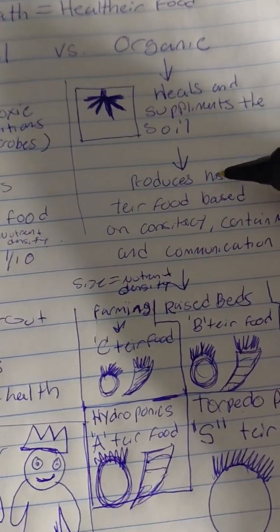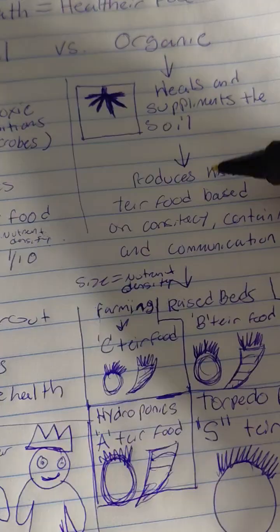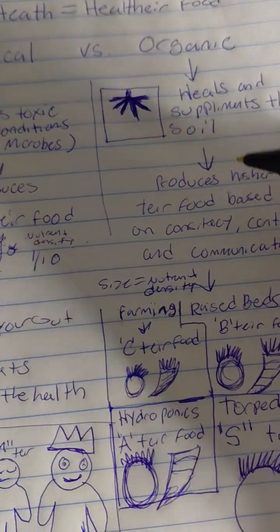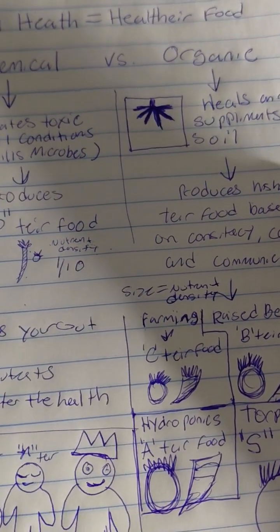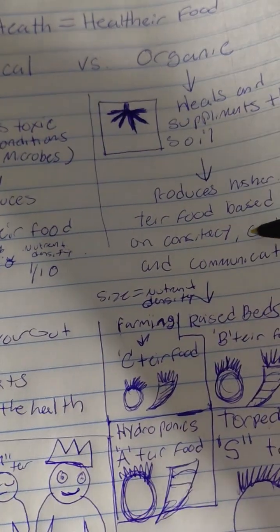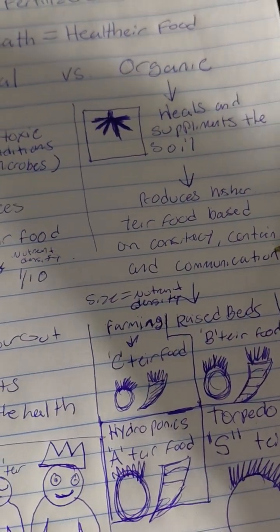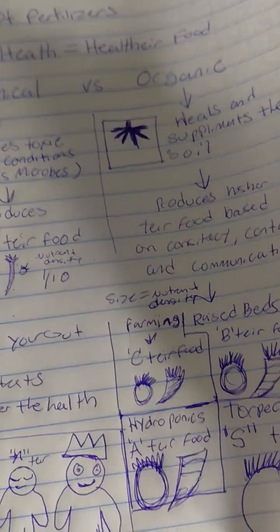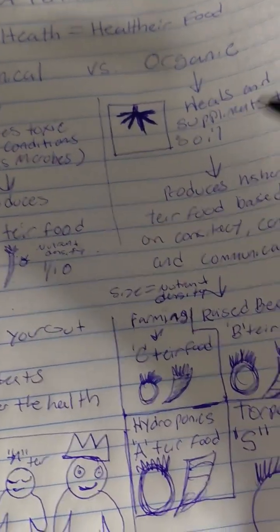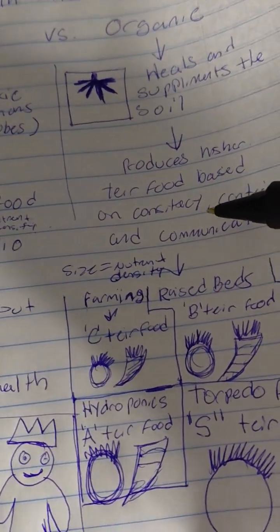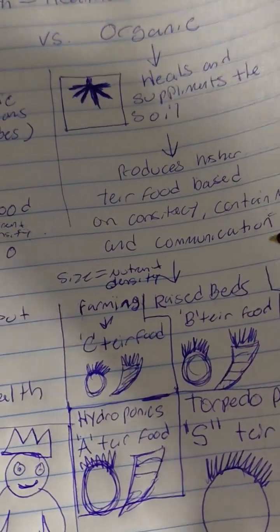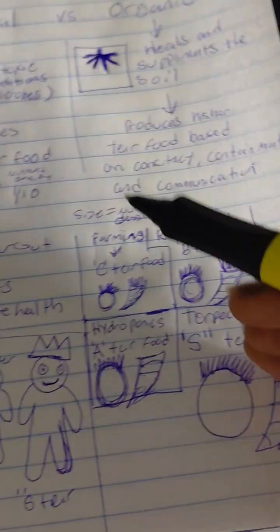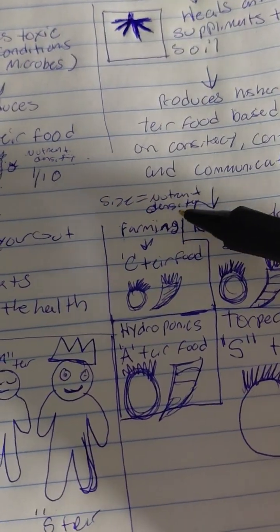So organic produces higher tier food because of the soil health, but also the tier of the food is based off of consistency, containment, and communication. So what I like to call the three C's. So in the well-known growing environments, those three factors will affect the tier of your food pretty much. And again, like in this diagram, the size equals the nutrient density.